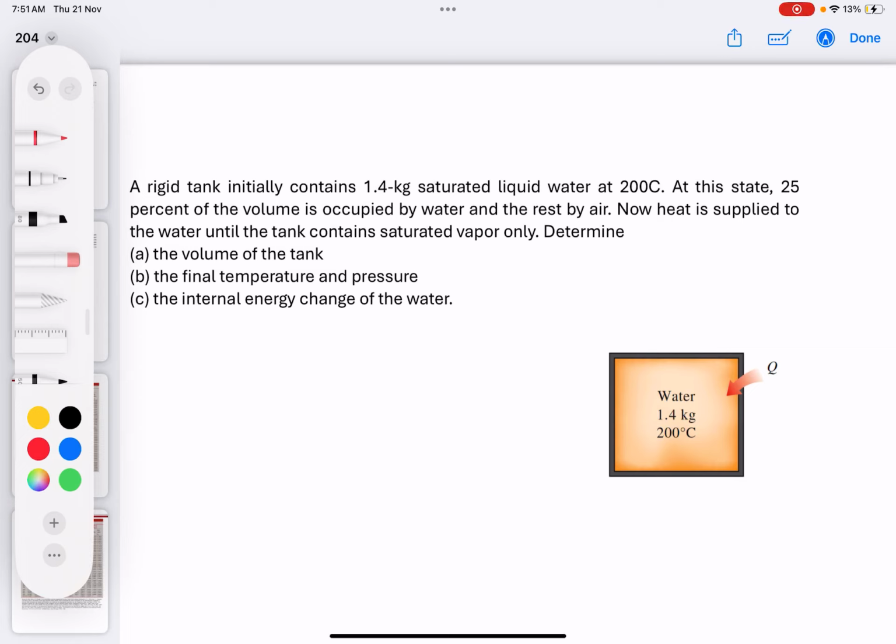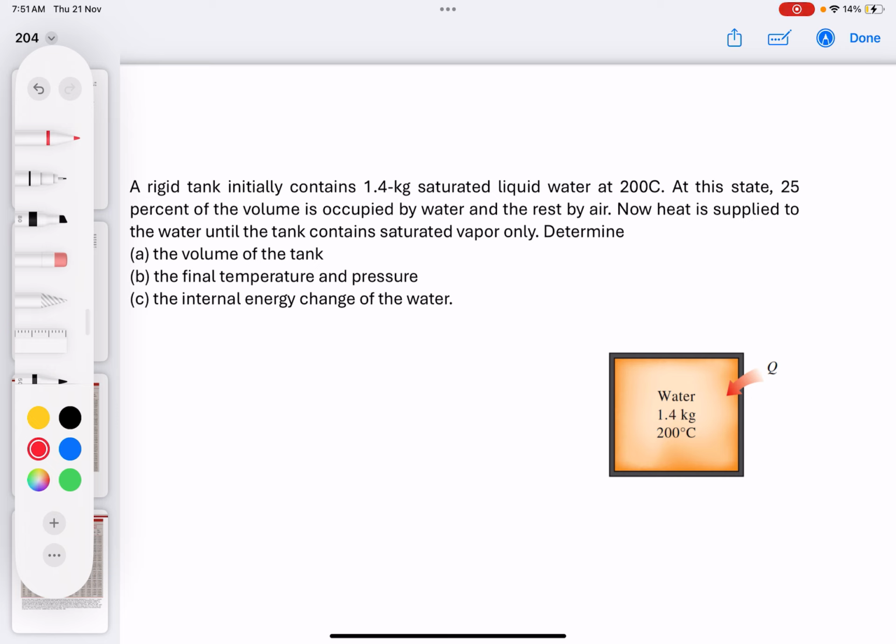A rigid tank initially contained 1.4 kg saturated liquid water at 200 degrees Celsius. At this state, 25% of the volume is occupied by the water and the rest by air. Now, heat is supplied to the water until the tank contains saturated vapor only. Determine the volume of the tank, the final temperatures and pressure, the internal energy change of the water.